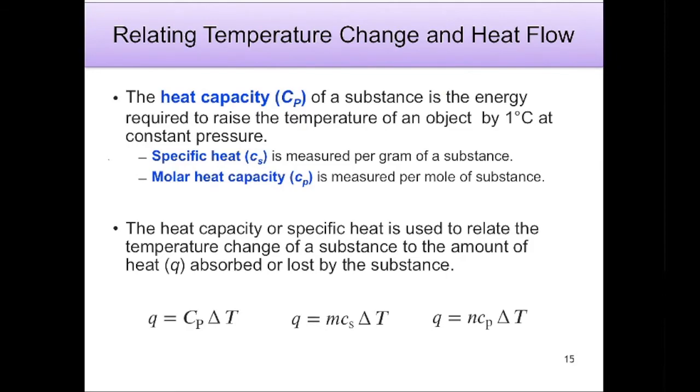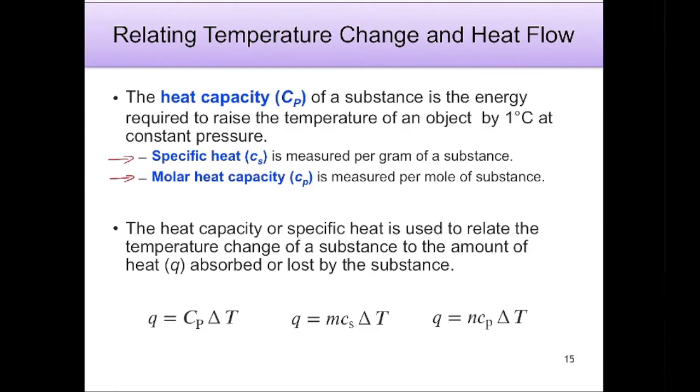Now the specific heat, or the specific heat capacity, is related to 1 gram of a substance. So we have the same mass of a substance and how much energy is required to increase the temperature of 1 gram of a substance 1 degree Celsius, whereas molar heat capacity is measured per mole of a substance.